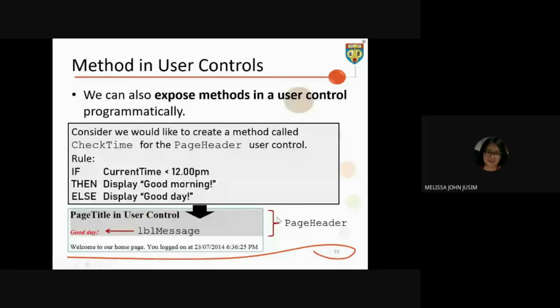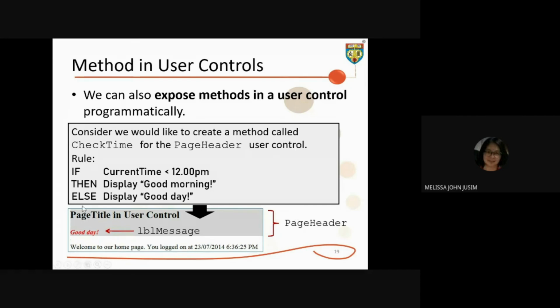Okay, go to that particular aspect. How do we expose the methods in our user control? Say we want to have a method called check time. Remember we have our page header user control earlier on, where we have the page title property.